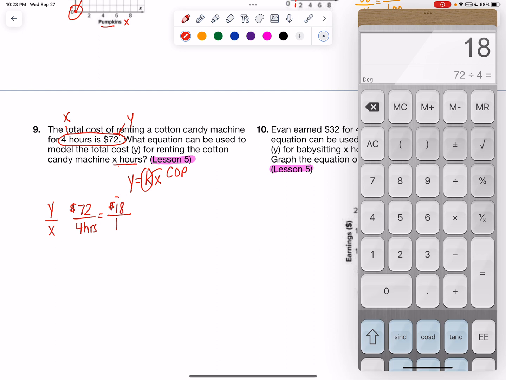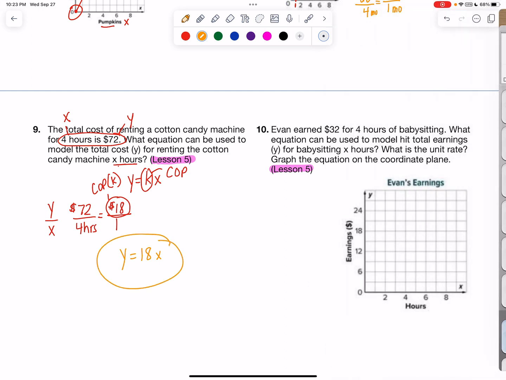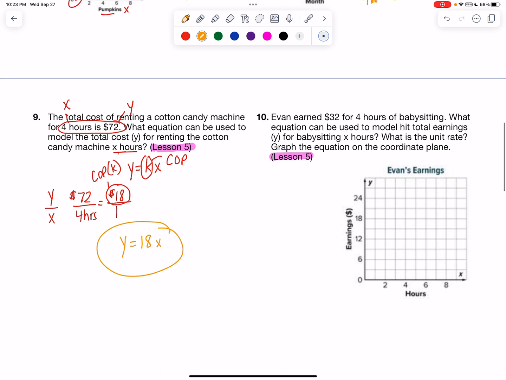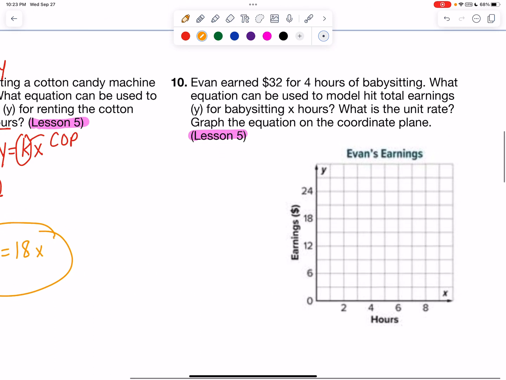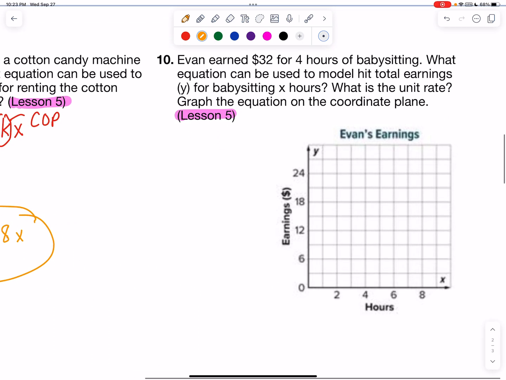Okay, so now I know. Remember, we made this label. We said this is the COP, and it's also the variable k. So let's go ahead and plug it in now. So y equals 18 times x. So what equation can be used? There we go. We created the equation. So anything we put in x, we multiply by 18, and we will get y. That's what that means.